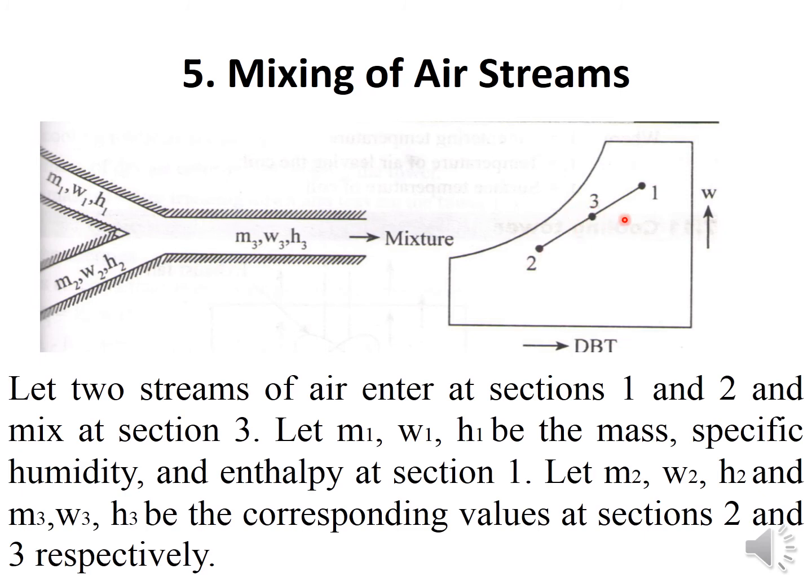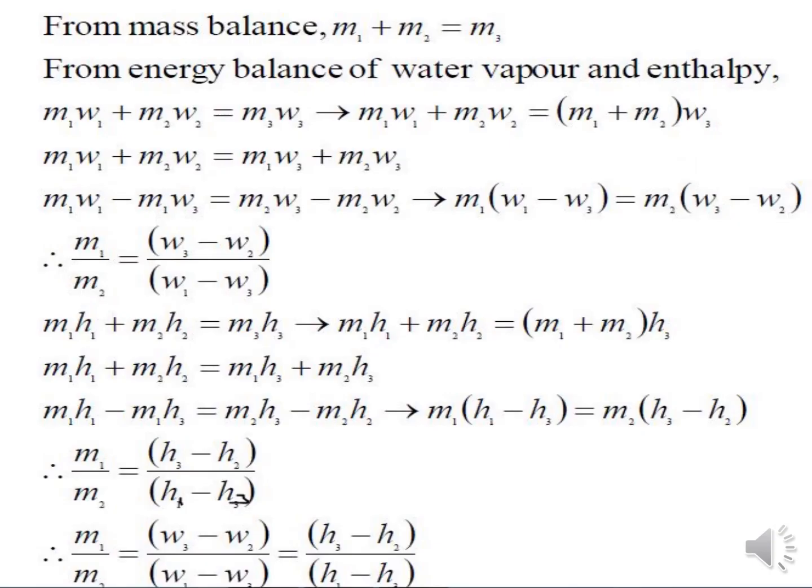The specific humidity becomes this much, and the enthalpy I can calculate along the straight line like this. The dry bulb temperature will be reached like this. So this is the explanation. Now I have some small equations for the energy balance, based on specific humidity, this much is the derivation, and based on specific enthalpy, this is the derivation.